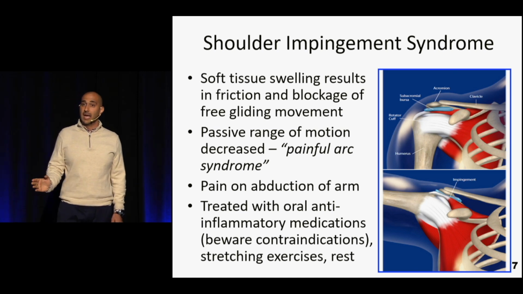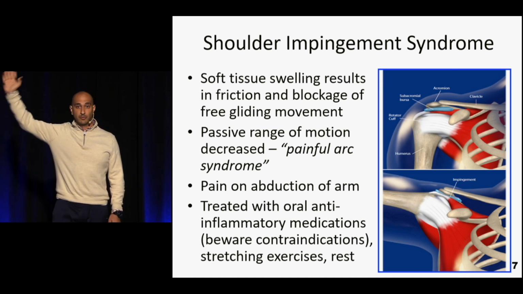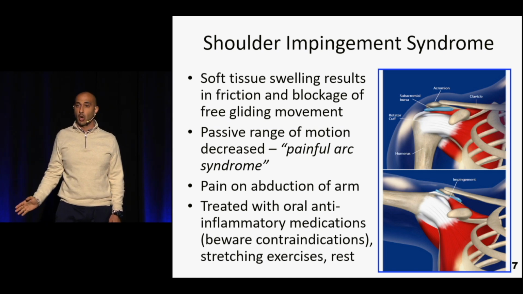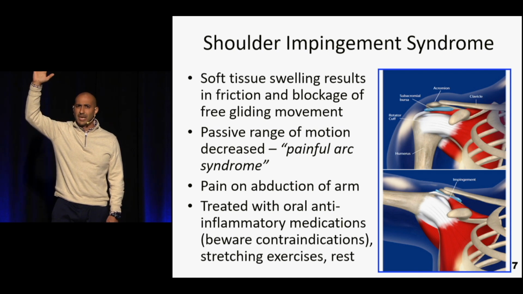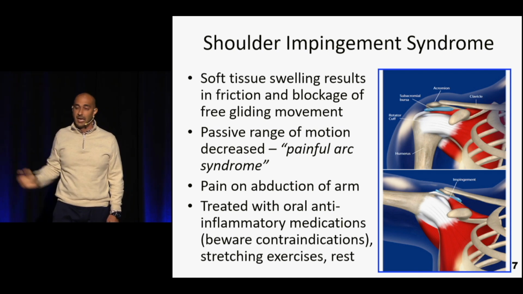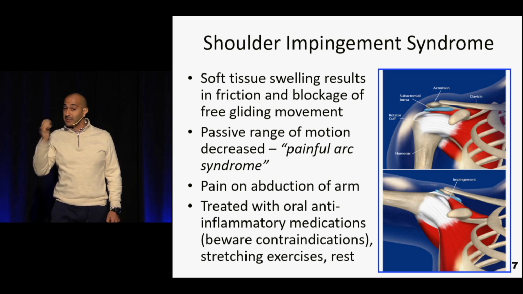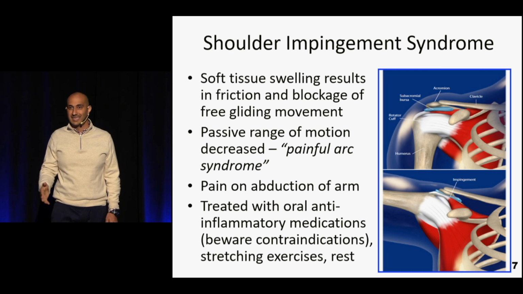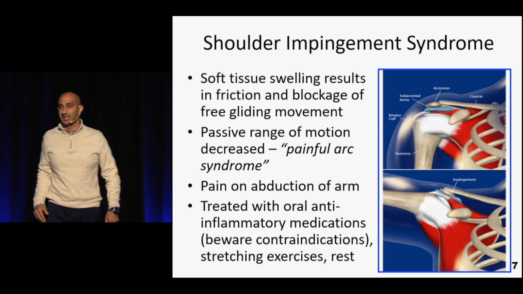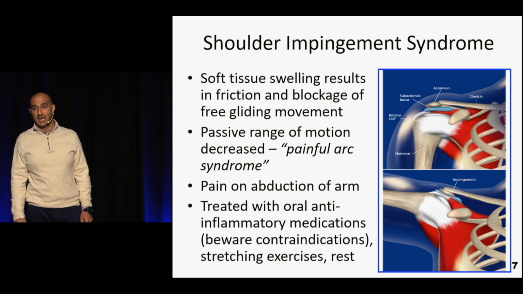The way you're going to look for this on exam, we talked about doing abduction. They call it the painful arc syndrome. You start ranging them all the way through, and they're going to get points of impingement and they're going to be uncomfortable, whether you do it passively or actively. It's a little bit unfortunate with shoulder impingement syndromes. A lot of times you can just give them NSAIDs, ice and physical therapy, and it can resolve with rest and exercise, but sometimes it can take 6 months or so to resolve.